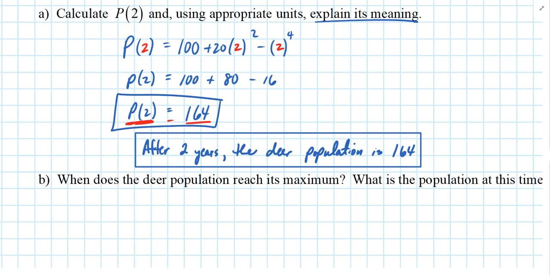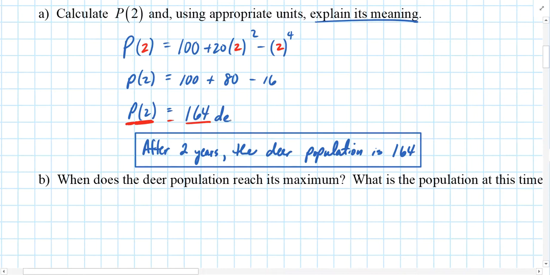We could then say, with our explanation, that after 2 years, the deer population is 164. Now, part of the instructions did say to use appropriate units, so it is worthwhile to note here that 164 is the number of deer. So now we've got a solution that contains appropriate units, and we've explained its meaning.